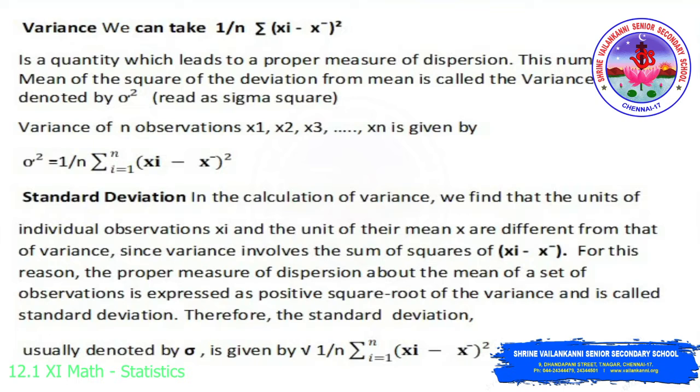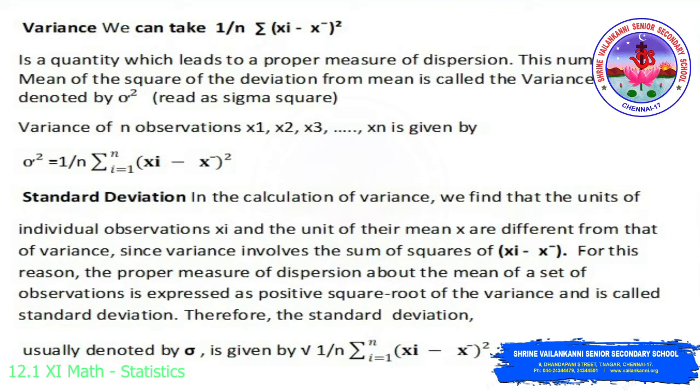Let's see what variance is. We can take the formula 1 by n sigma of xi minus x bar whole square. It is a quantity which leads to a proper measure of dispersion. This number, that is the mean of the squares of the deviations from the mean, is called the variance, and it is denoted by sigma square. So sigma square represents the variance.